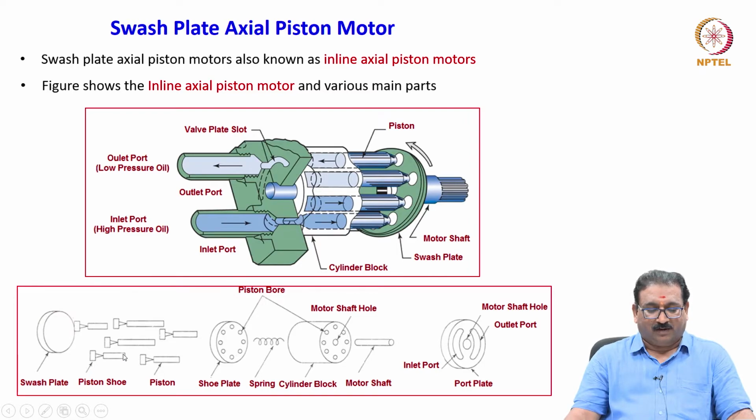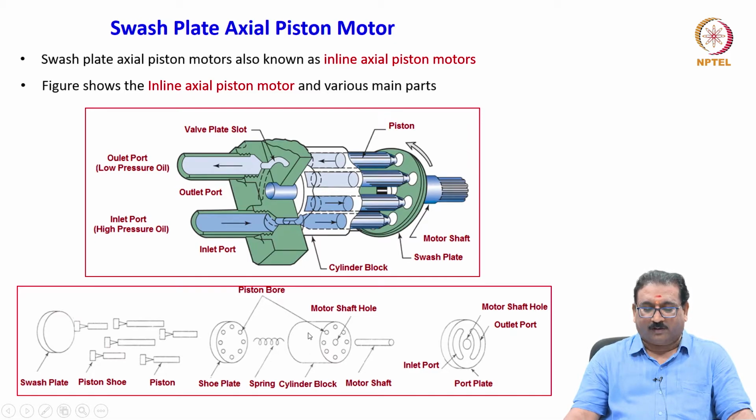Then piston with piston shoes. Piston with piston shoe lies on the swash plate. Then shoe plate. Then it is a spring.